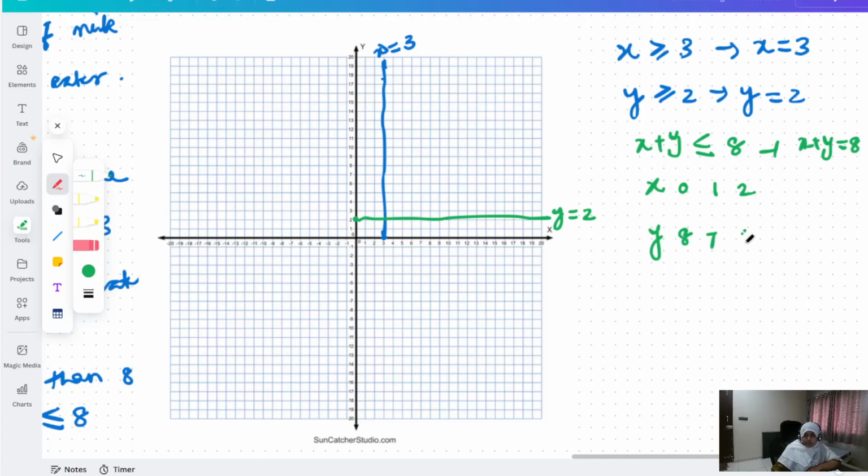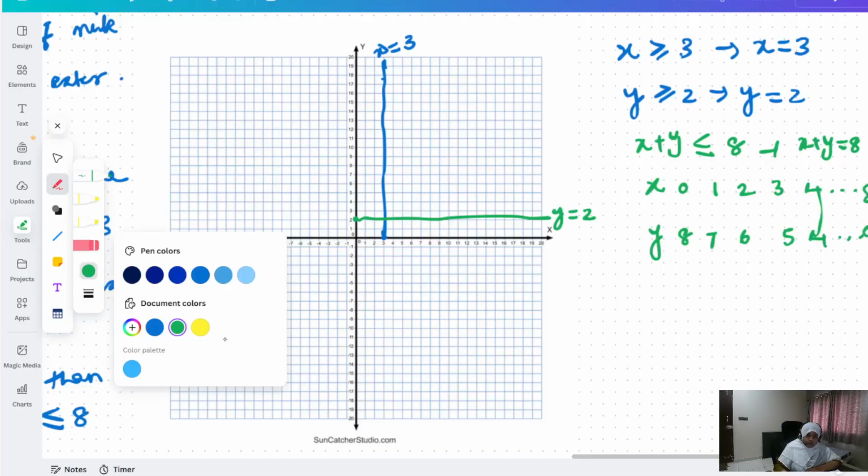When x is 2, y is 6. x is 3, y is 5. x is 4, y is 4. I hope you understand this. So when we do all these things, finally when x is 8, y will become 0. Okay, fine. So we'll try to plot this also on the graph.